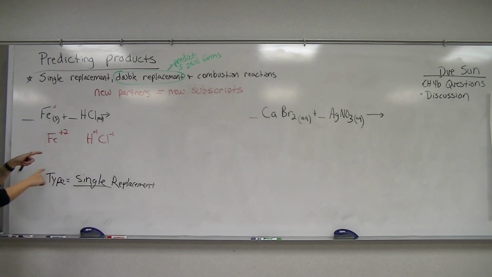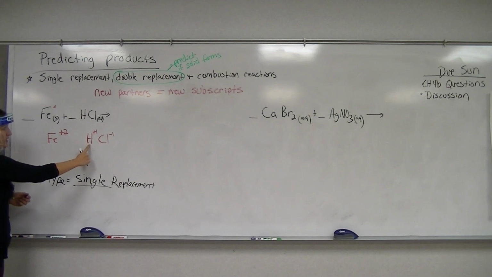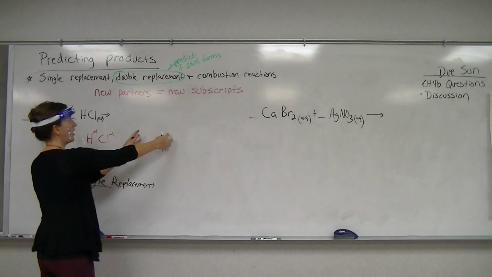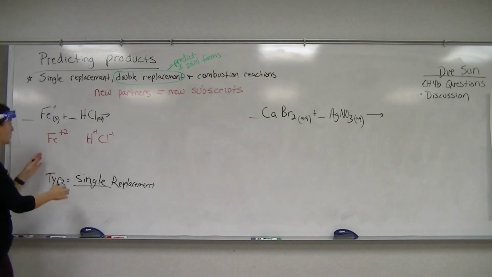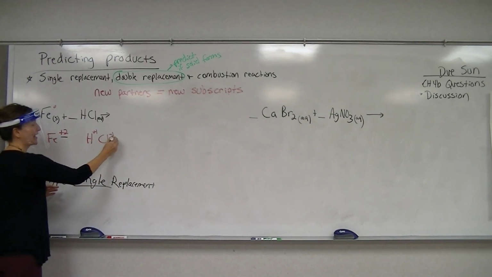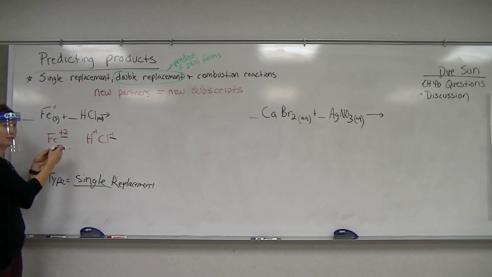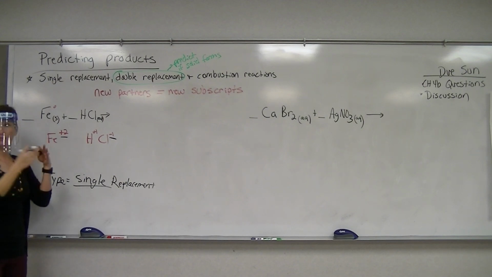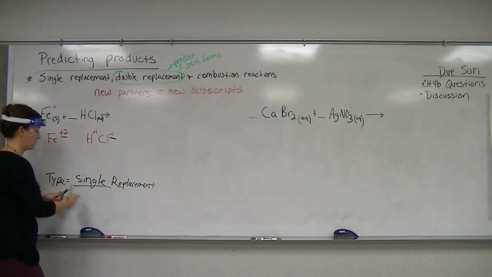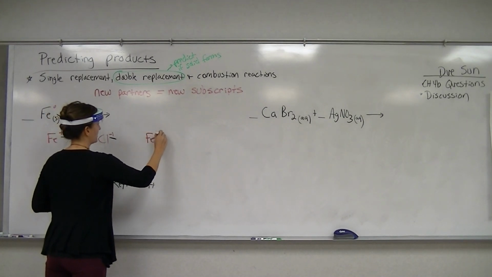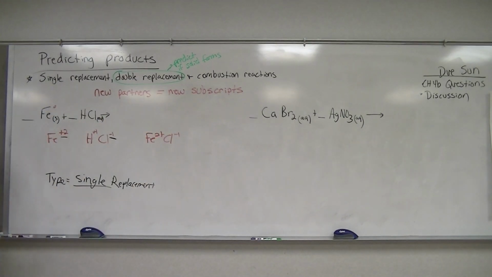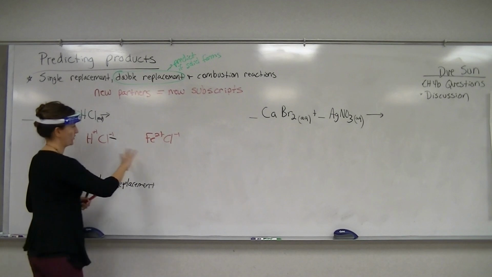Knowing these charges is going to help us figure out what the products are, because the cation is always going to switch with the cation. So when I look to see who the new partners are on the product side, I'm going to want to put a positive with a negative, because opposites attract. So I'm not going to see the iron and the hydrogen form a bond, because they're both positively charged and they're going to repel each other. What I'm going to see is the iron with the chlorine on the product side. That's one of my products, once I do the crisscross method.